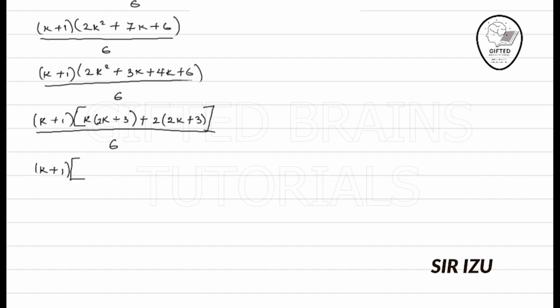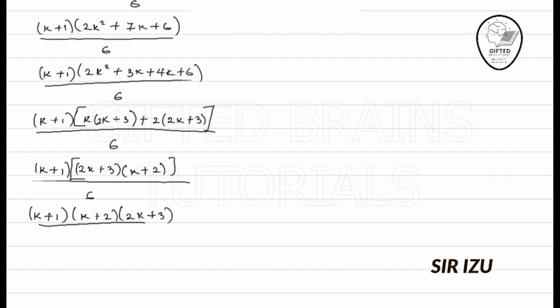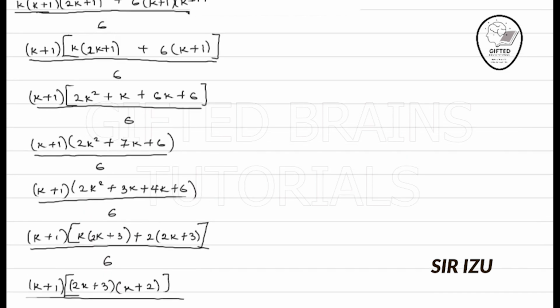What is common on both sides is 2k plus 3. So 2k plus 3 in bracket, again times k plus 2, all over 6. I can rearrange this now to give us k plus 1, and then k plus 2, and then 2k plus 3 all over 6, which is what we have on the right hand side. You can check that this is what we have on the right hand side.